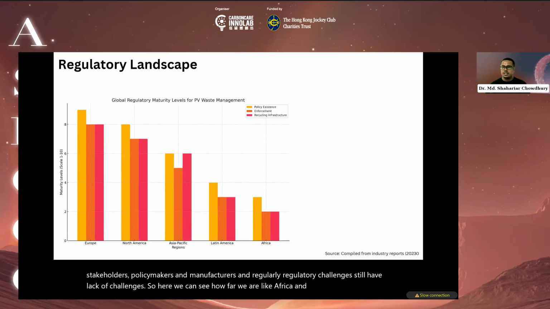If we compare with Europe, Europe already has existing technology and existing policy. We are still in an ongoing process. We need to go so far, especially for Asia and Africa. Even North America is also below Europe. So we need to work on this collaboratively.